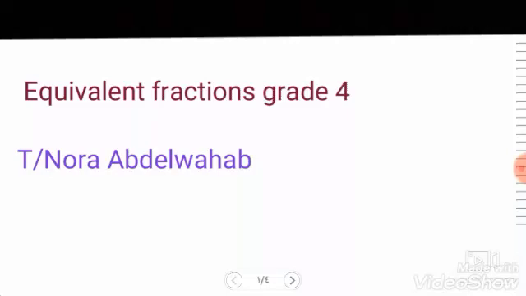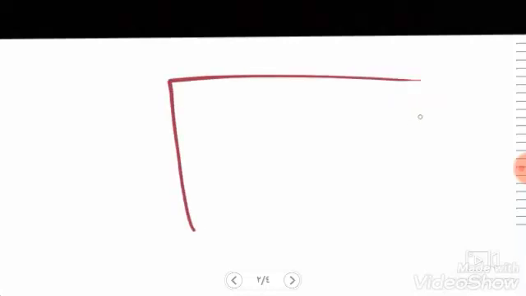Today we will speak about equivalent fractions for grade 4. To find out the meaning of an equivalent fraction, let's do a very simple example. If I have a sandwich like this or a tile, do you know the meaning of tile? It's like the tiles on the floor.